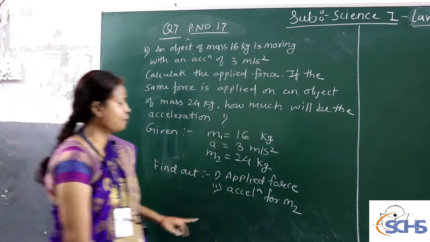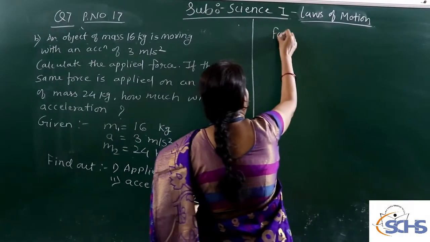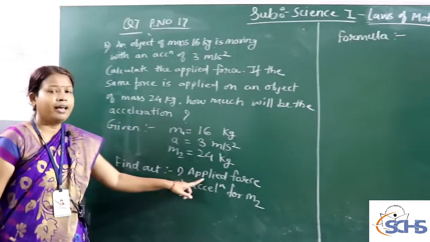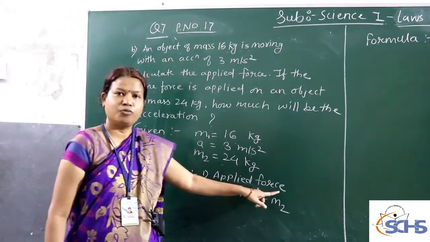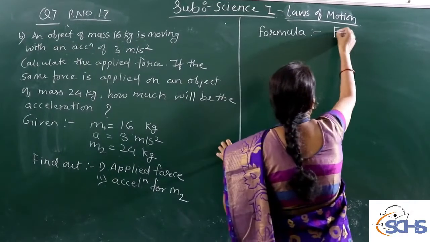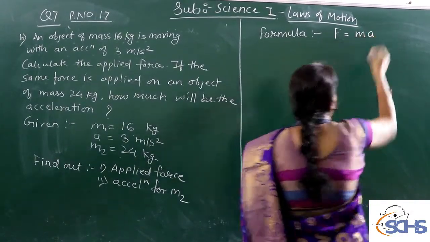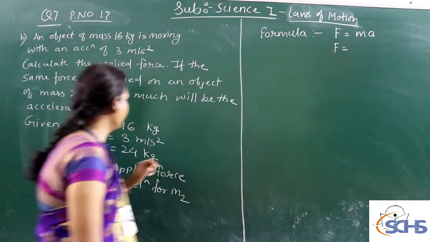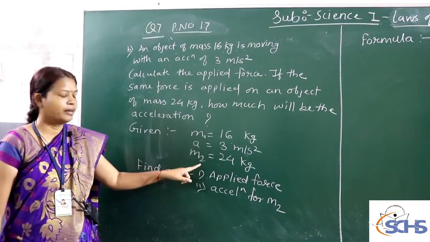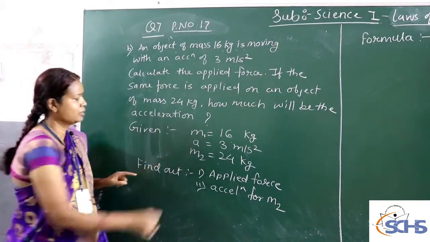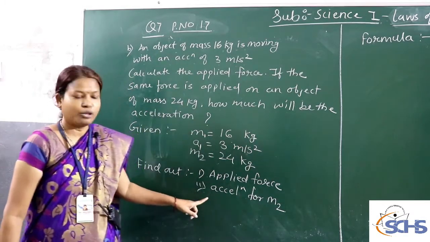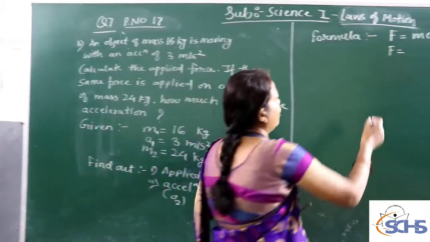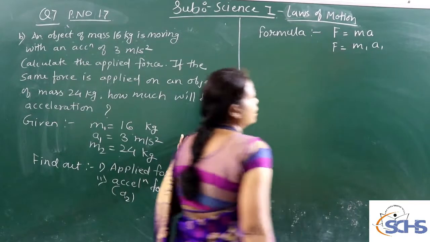Now calculation. But before calculation, what do we need to write? We have to write the formula. We have to calculate the force, that is the applied force. What is the formula for force? Force is equal to mass into acceleration. So F is equal to, again two masses are given, m1 and m2. Two accelerations will be there. This is a1, and if we want to find out the other, then it becomes the second acceleration. Our formula becomes m1 a1.